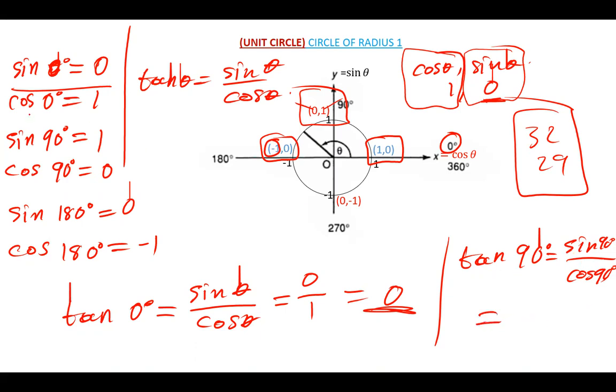So what is sine 90? Sine 90 degrees is simply equal to 1, then cos 90 is 0. So we say 1 divided by 0, which is just equal to undefined. So tan 90 degrees does not exist, in short. It has no solutions. Okay.